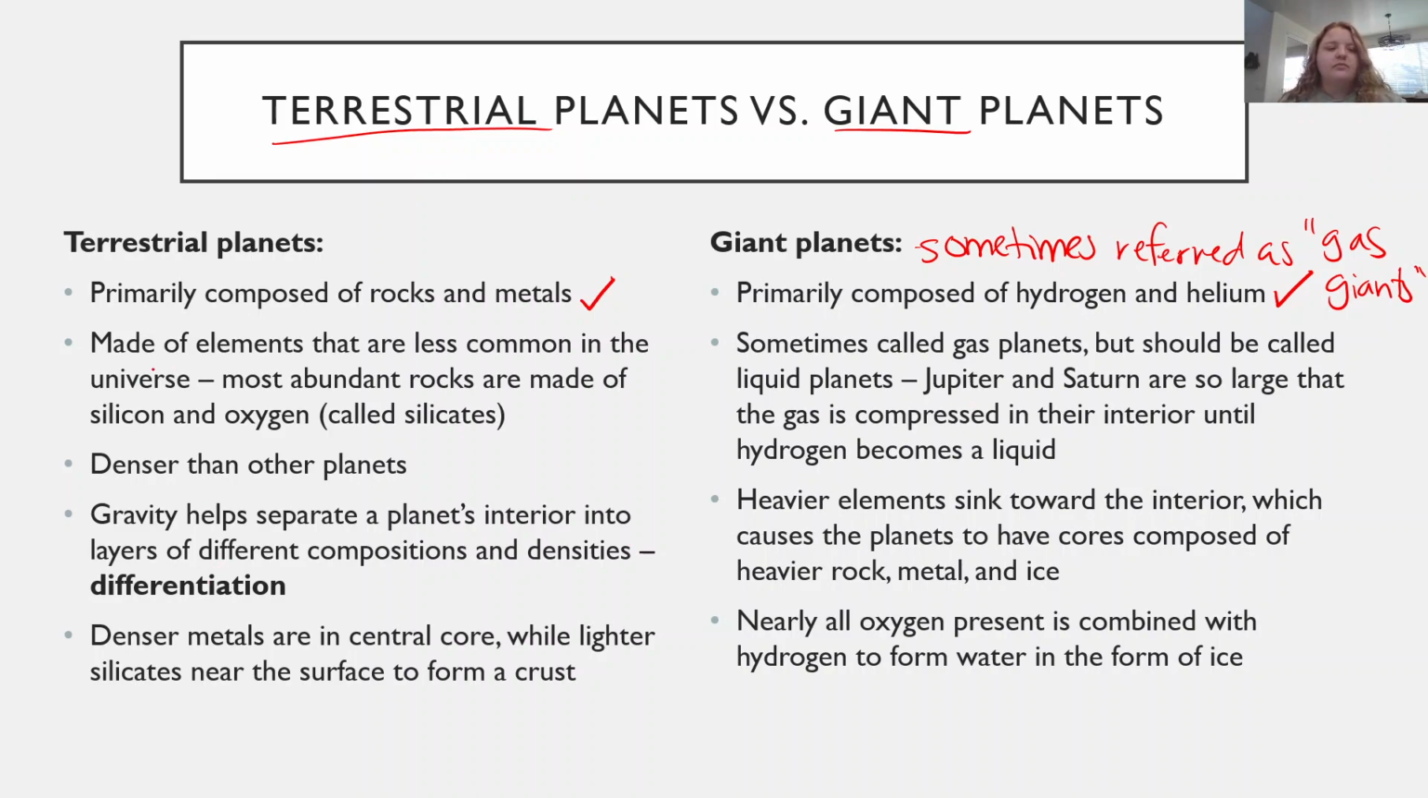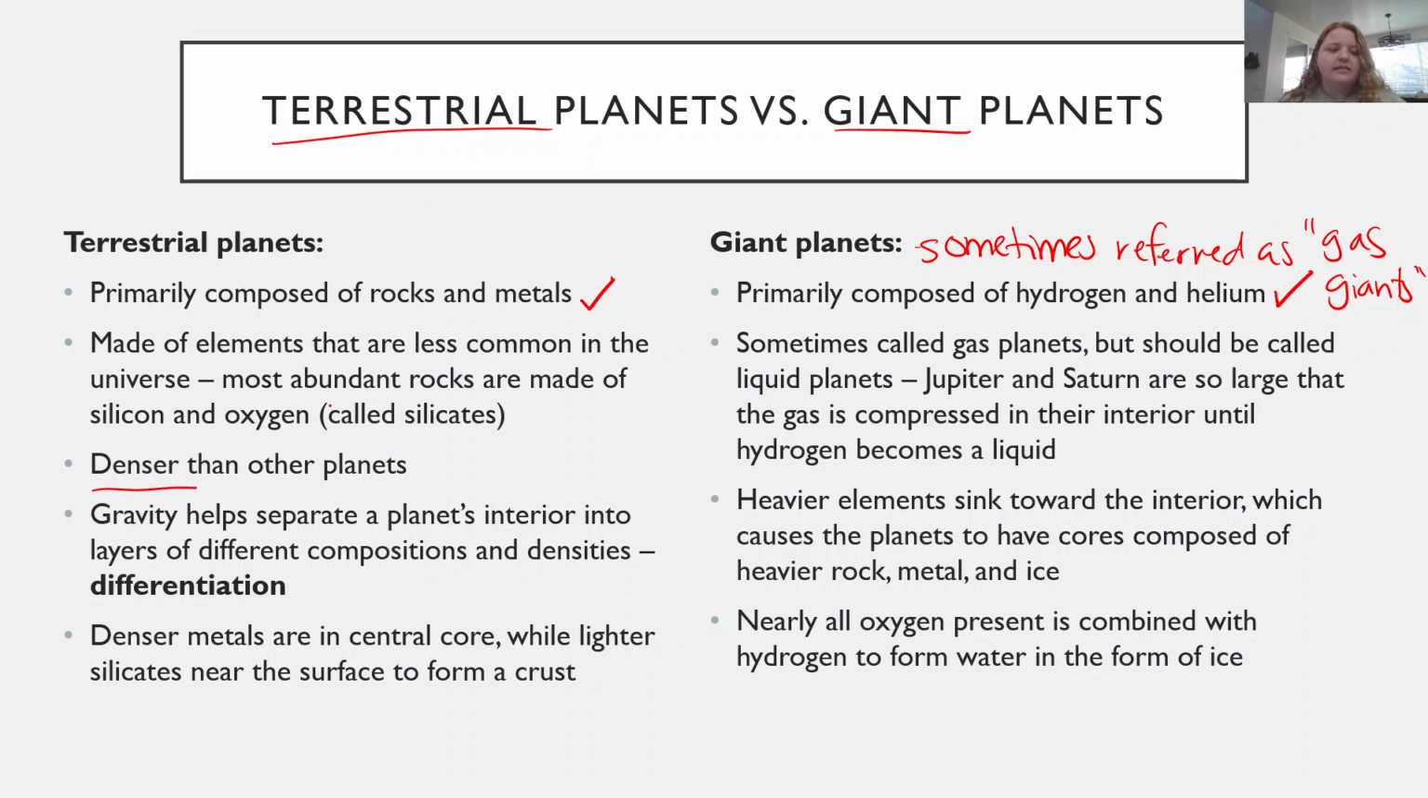The terrestrial planets are made of elements that are less common in the universe, so we get more abundance of rocks that are silicates, or silicon and oxygen combined. And because of these other elements that are less commonly found, because they are heavier elements, if you've heard that term in a chemistry class before, we tend to get a denser planet.